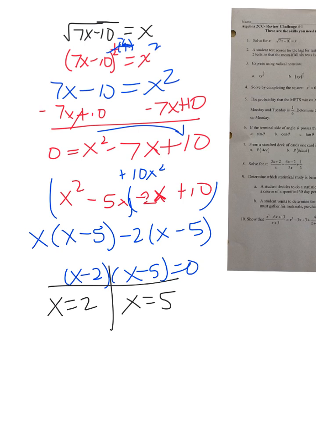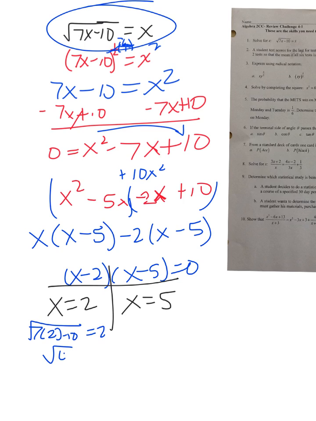And you do have to check it. You have to check it in the original up top. So the square root of 7 times 2 minus 10, does that equal 2? So 7 times 2 is 14. 14 minus 10 would be 4, so it's the square root of 4 equals 2. Yes, 2 equals 2, so that checks, so 2 is a good answer.